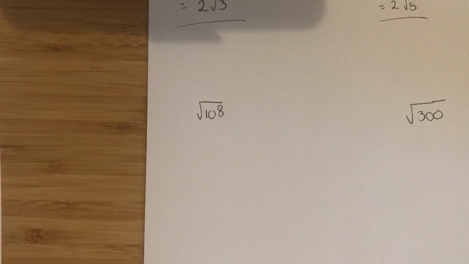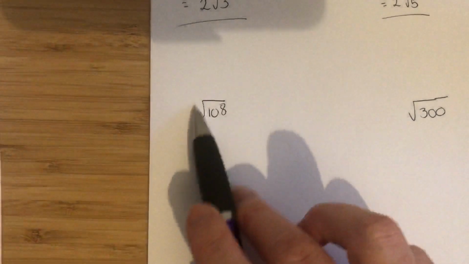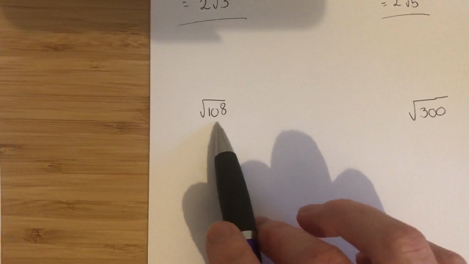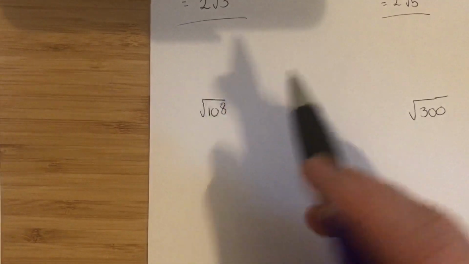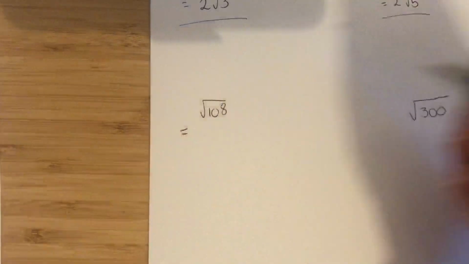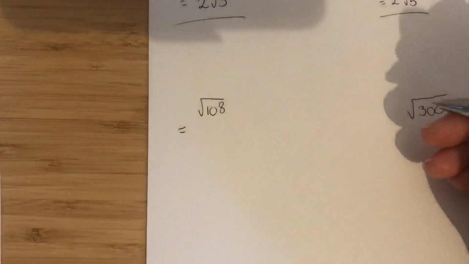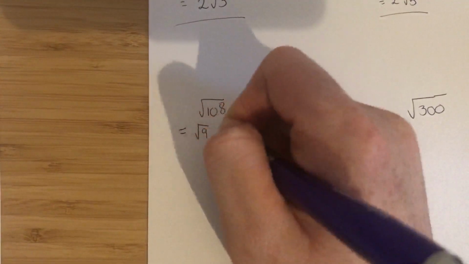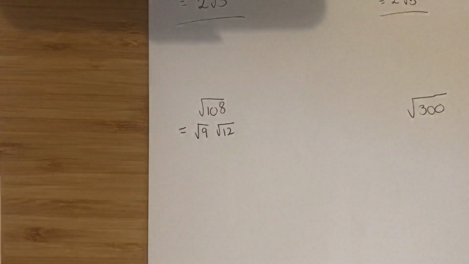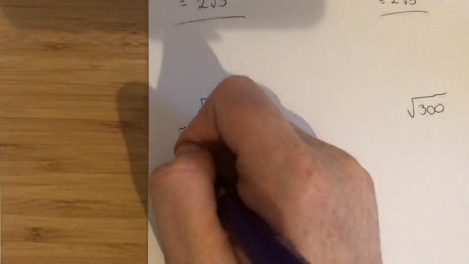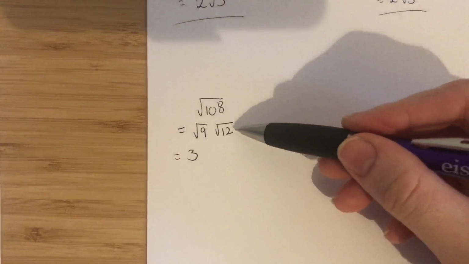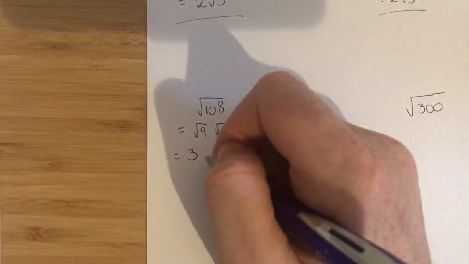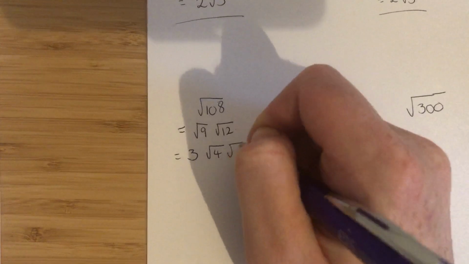Right, square root of 108. This has actually quite a high factor that is a square number, but if you don't spot it straight away, you might see that instantly 9 goes into 108 because 9 times 12 is 108. So I'm just going to show you what would happen if you didn't find the highest one, but how you would simplify twice. So square root of 9, square root of 12. We know what the square root of 9 is, that's 3. But we also know that square root of 12 can be divided by 4. So actually this can be simplified further. So we could write that as square root of 4 square root of 3.